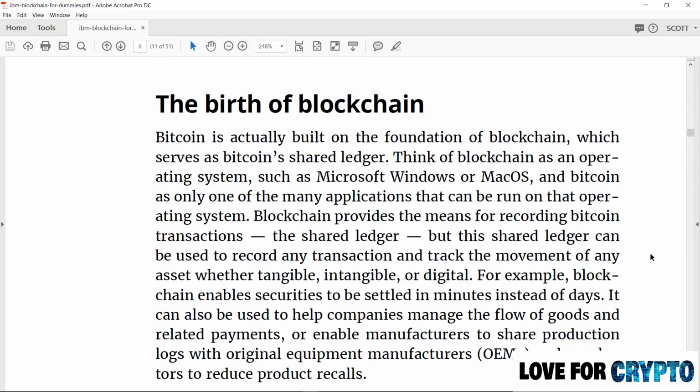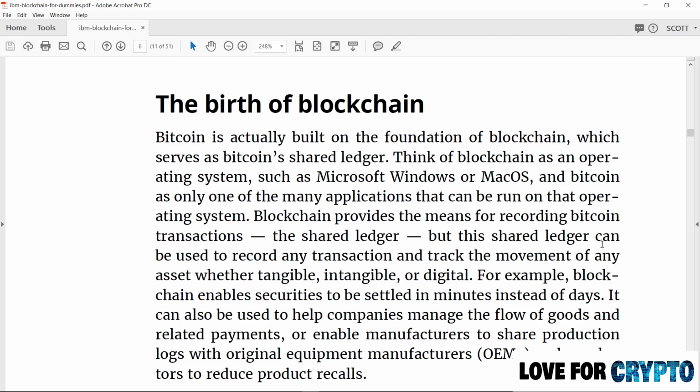The birth of blockchain. Bitcoin is actually built on the foundation of blockchain, which serves as Bitcoin's shared ledger. Think of blockchain as an operating system, such as Microsoft Windows or Mac OS, and Bitcoin as only one of many applications that can be run on that operating system. So Bitcoin to blockchain is basically like email was to the internet in the 90s. It was very early days.